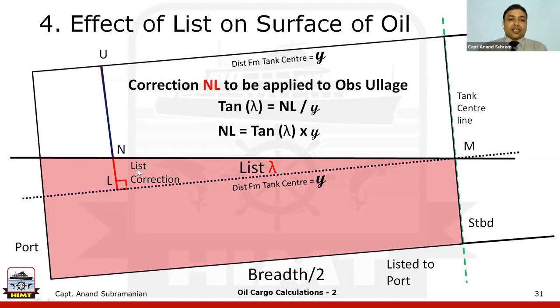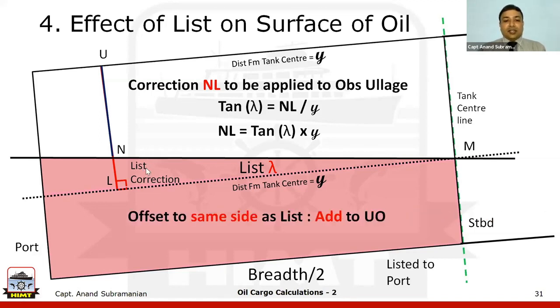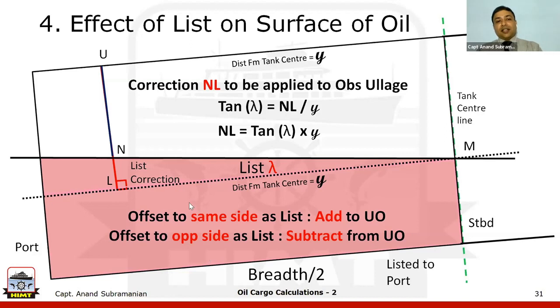So this is the list correction to be added or subtracted depending on the location of the ullage point. If the offset is towards the same side, that means the list is to port and the ullage point is to port, add it to the observed ullage. If the list is to the opposite side, that means in this case the list is to port, and if this particular pipe was located on the starboard side, then we subtract it from the observed ullage, and we'll come to the final answer.